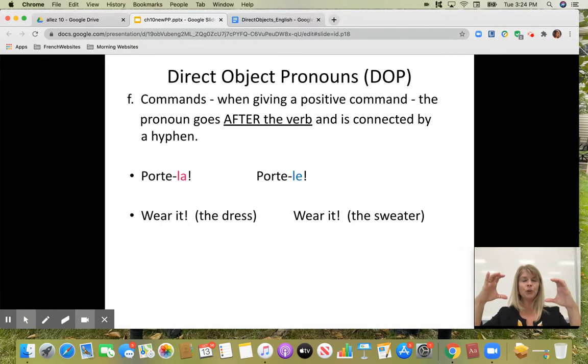And then above it, which pronoun will you use? Le, la, les, or l'? I'm going to see if I can do this on the board for you. So, tu ne cherches pas le jean bleu. Okay, tu ne cherches pas le jean bleu. Do you see that?